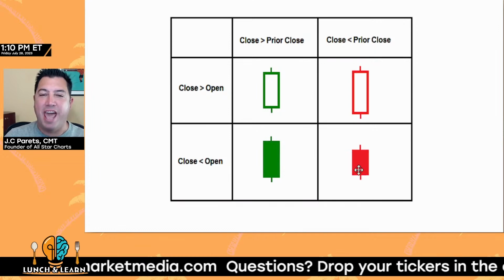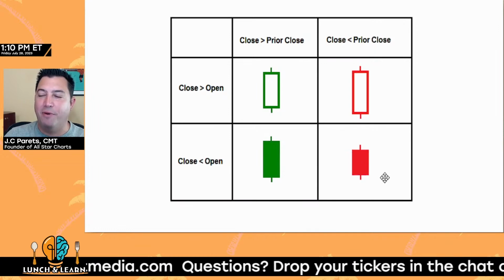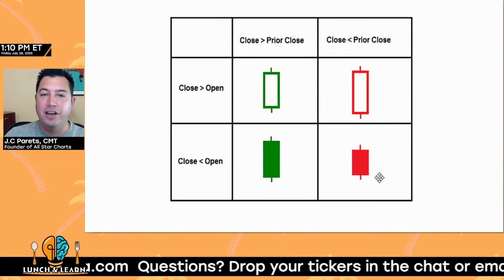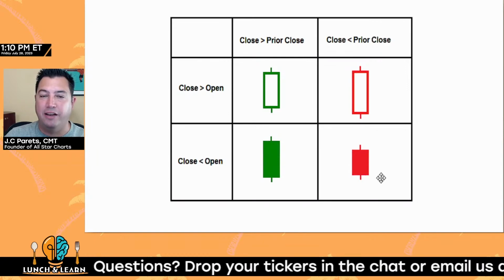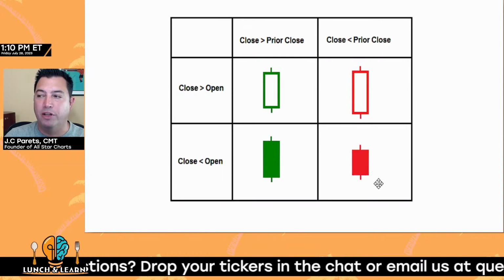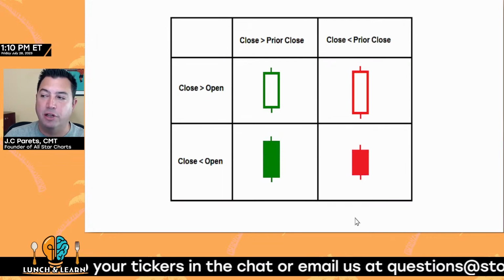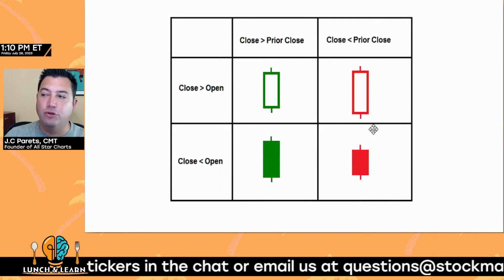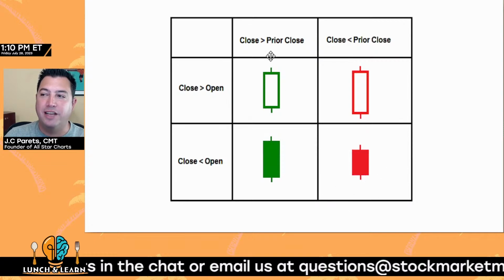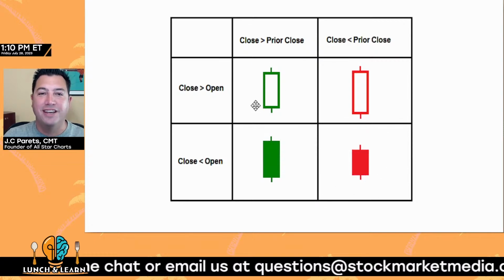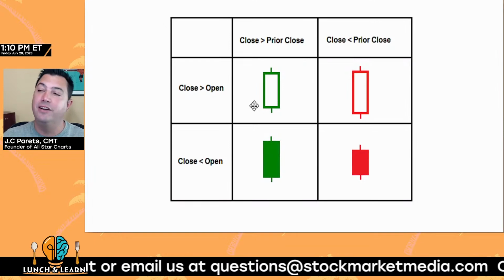infamous red filled candle, which you see a lot of in bear markets where it closed near the period's lows of the day, right? Below the open, well below the open in a lot of cases, and red also below the prior period's close. See, a lot of filled red ones in downtrends, a lot of hollow green ones in uptrends, right?